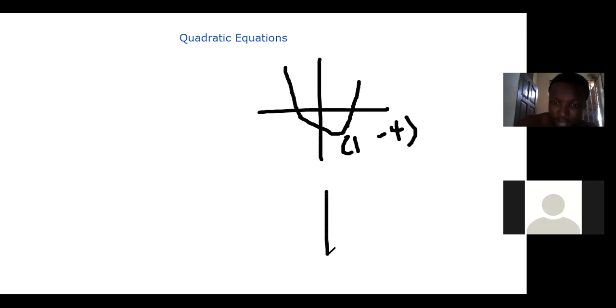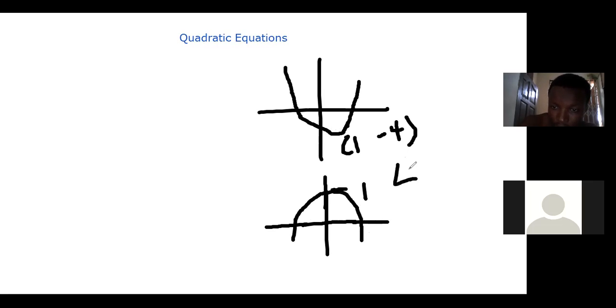Now, on the other hand, if you have something like this, it looks like a rain shape. If you have something like this, it definitely here will be the maximum value. So let's say here we have 1 and 4. The y value will become your maximum value.